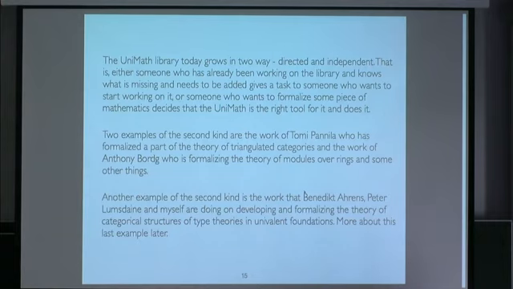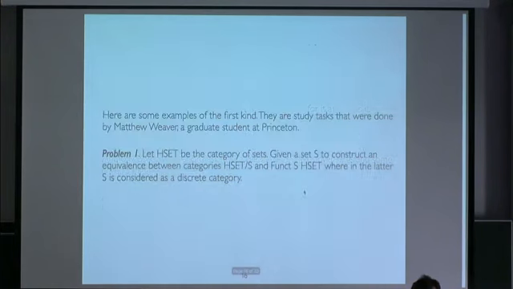So another example of the second kind is the work that Benedict, Arends, Peter Lamsdane, and myself are doing on developing and formalizing the theory of categorical structures of type theories in univalent foundations, and more about this example later. So now here are some examples of the first kind. There are two study tasks that were done by Matthew Weaver, a graduate student in Princeton, who's actually here.